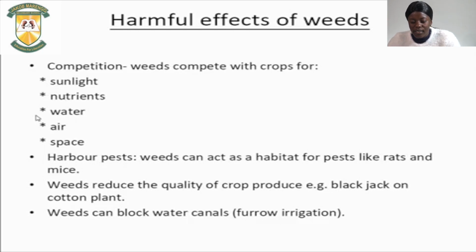Weeds can block water canals, especially when the farmer is using furrow irrigation. Under furrow irrigation, we find that canals are being dug so that water will be flowing to the field. So now when there are weeds, you find that the canals are blocked.